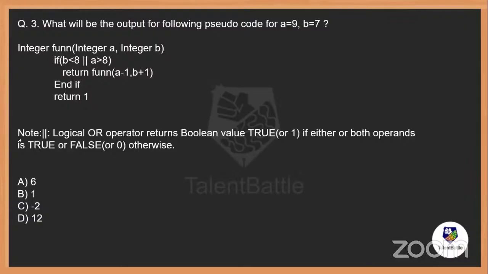So considering the working of the logical OR operator, we need to decide whether the if block will work or we will go directly outside the if block. The values of A and B are already given to us: A is equal to 9 and B is equal to 7. Now check step by step. The function will accept the parameters A equal to 9 and B equal to 7, and in the body, we will check the first if condition.